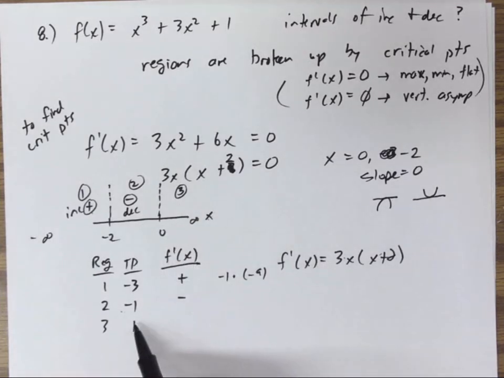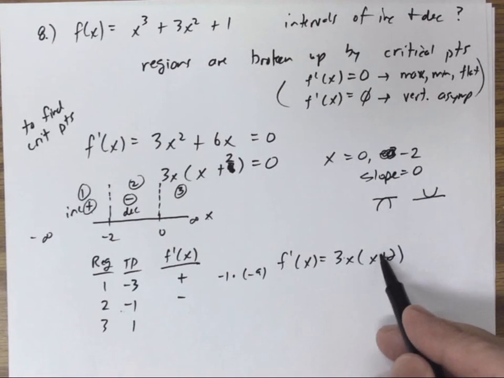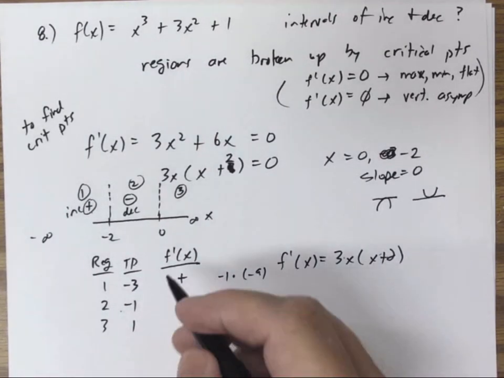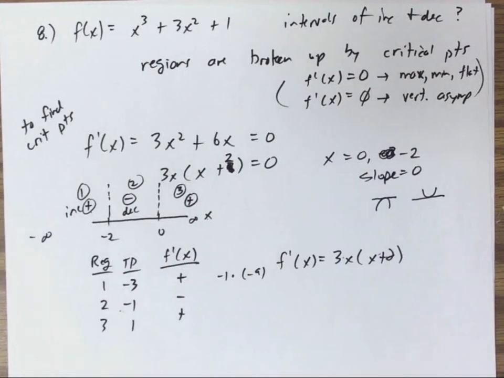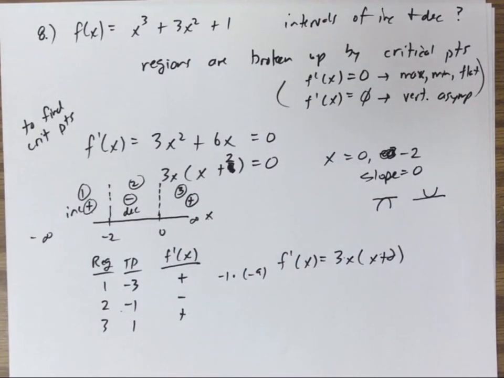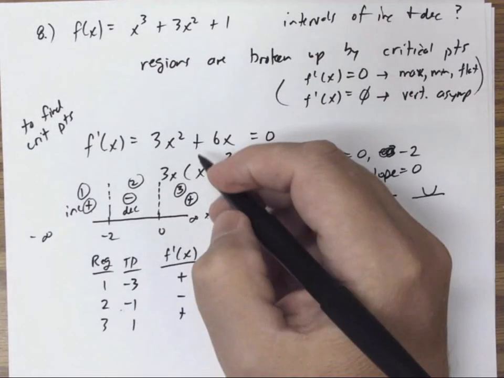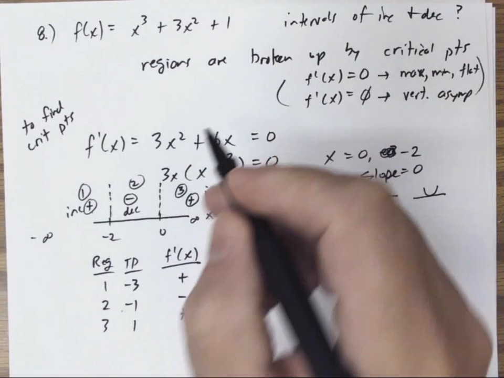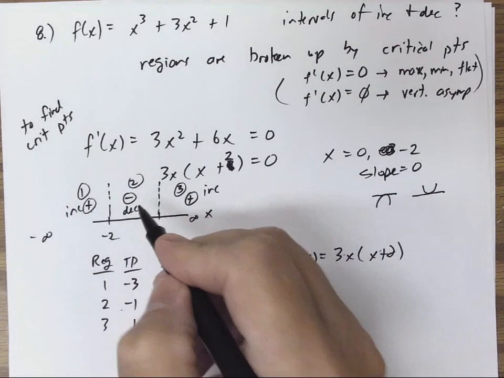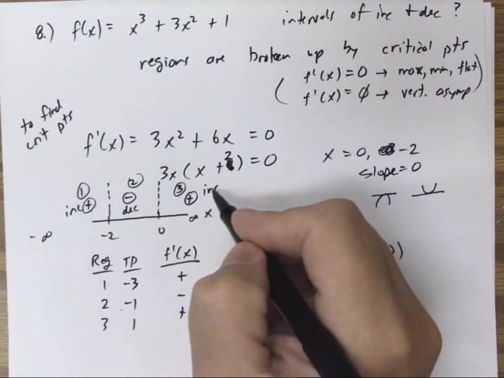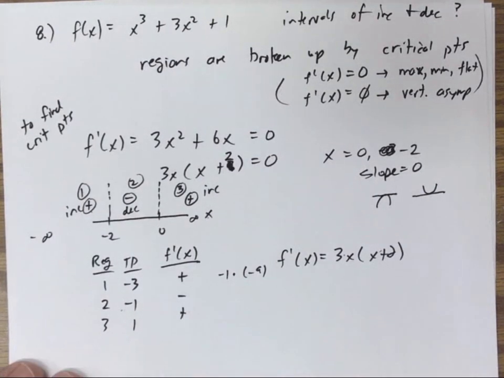Now if I go check region 3, I plug in a 1. 1 plus 2 is +3. 3 times 1 is +3. 2 positives make a positive. Now at this point I'm pretty much done, because I've now determined region 1 is an increasing region, region 2 is a decreasing region, region 3 is an increasing region.